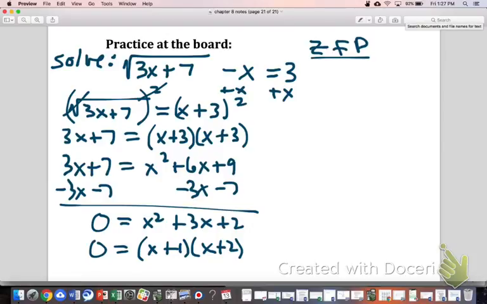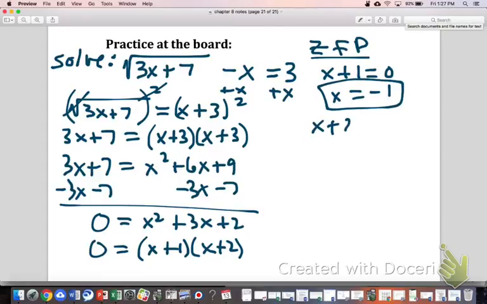So this would be x plus 1 equals 0. This gives me x equals negative 1. And that's one answer. And then x plus 2 equals 0. That gives me x equals negative 2. That gives me my other answer.